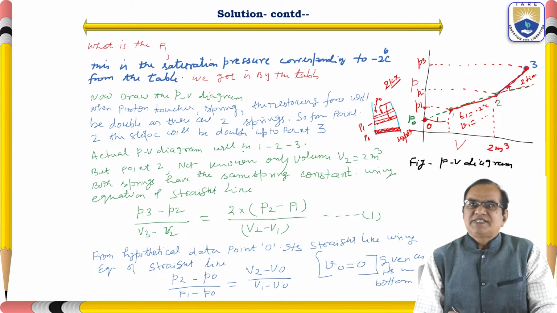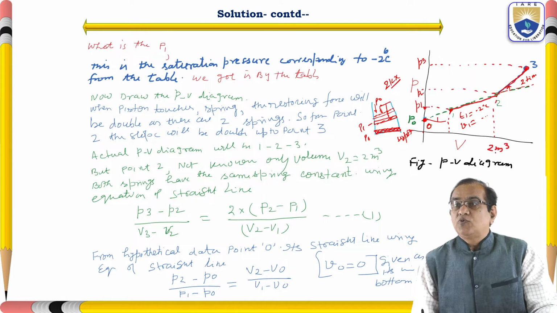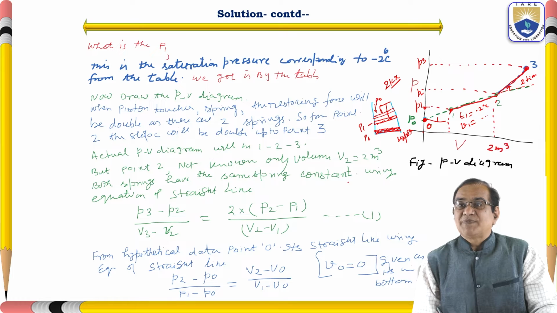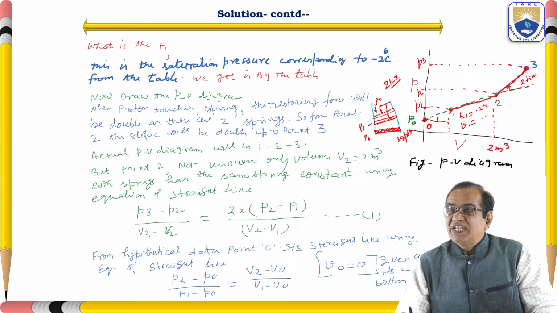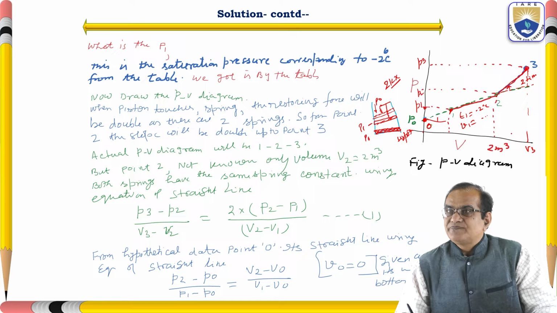So we have got this, that for point 2 only the volume V2 equal to 2 meter cube is known. Both springs have the same spring constant. So using the equation of a straight line, we can see here that P3 minus P2 divided by V3 minus V2.